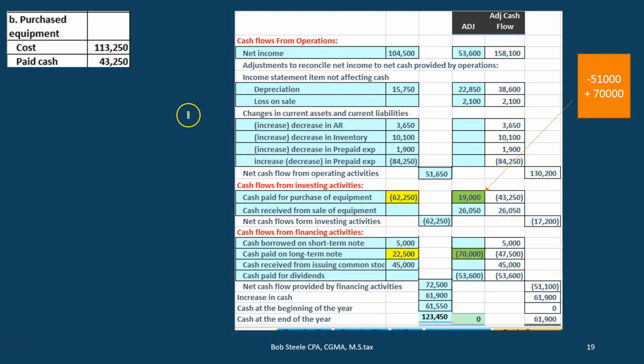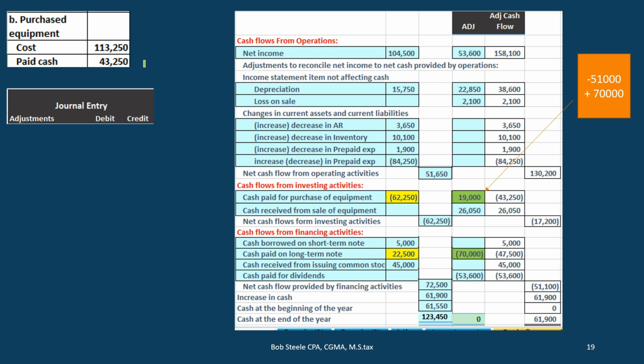All right, so then we have the next item that happened. We have the purchase of equipment. We're taking a look at this next yellow item, and we're going to dig down on that and say we had a purchase of equipment. Is there anything else related to that in basically the equipment account? And here we had a purchase of equipment which cost $113,250, and we paid cash $45,250 for it.